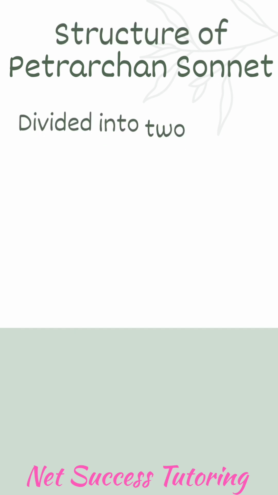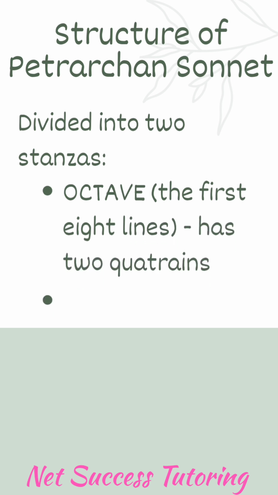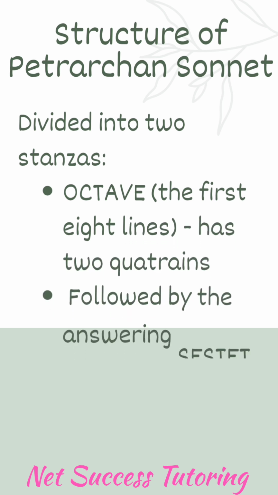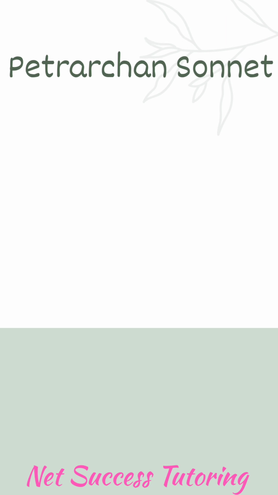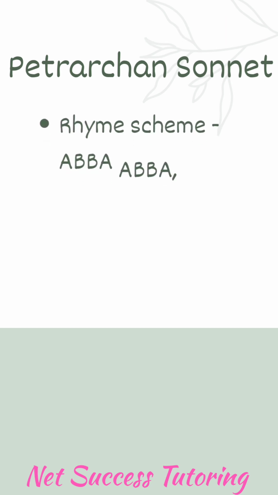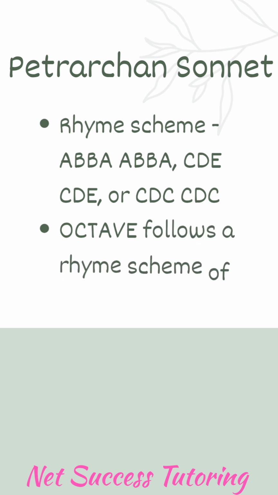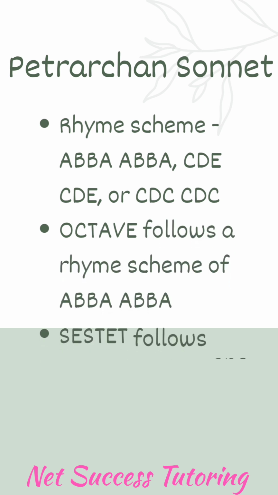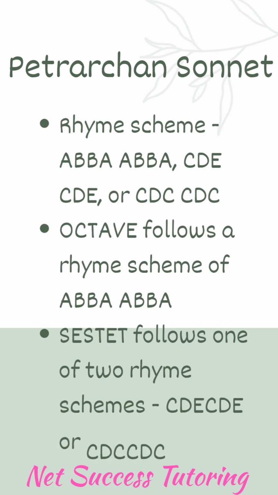Structure of the Petrarchan sonnet. It is divided into two stanzas: the octave, which is the first 8 lines that has 2 quatrains, followed by the answering sestet, the final 6 lines, which has 2 tercets. The rhyme scheme is ABBA ABBA CDE CDE or CDC CDC. The octave follows a rhyme scheme of ABBA ABBA and the sestet follows one of the two rhyme schemes, which is CDE CDE or CDC CDC.